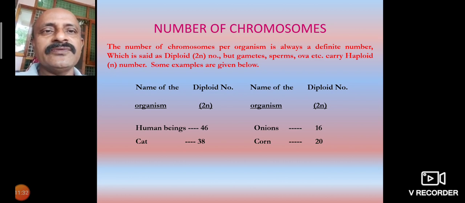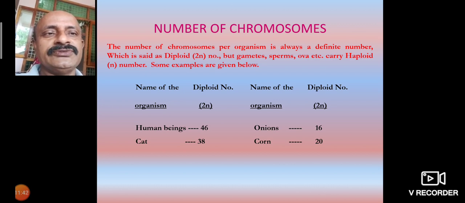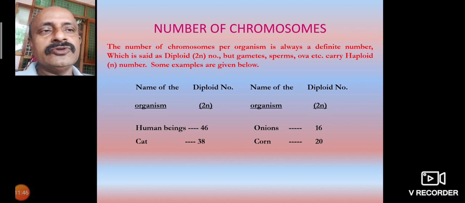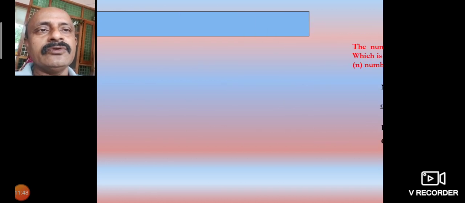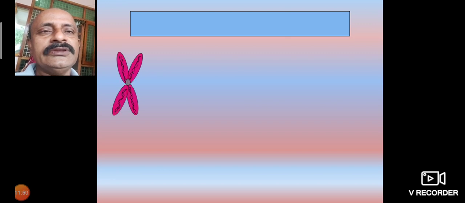Some examples are given below. Name of the organism: human beings, diploid number of chromosomes 46. Cat, 38. Onion, 16. Corn, 20. Those are also diploid numbers of chromosomes.